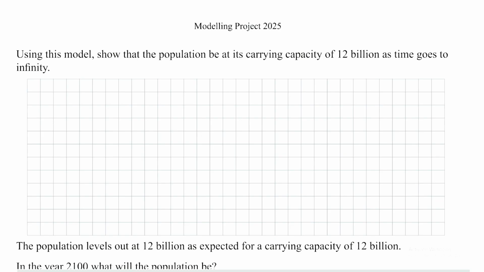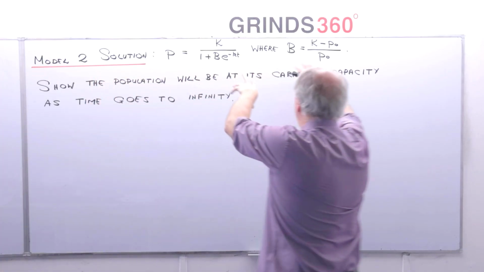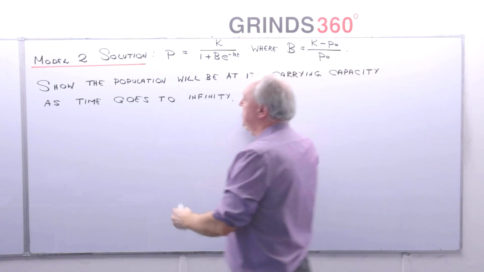So the next part in our notes, it says, using this model that we've just solved, show that the population will be at its carrying capacity of 12 billion as time goes to infinity. So there's my model 2 solution written down. We're talking about time going to infinity.